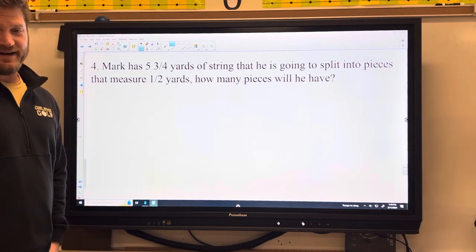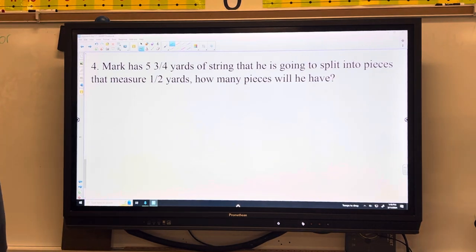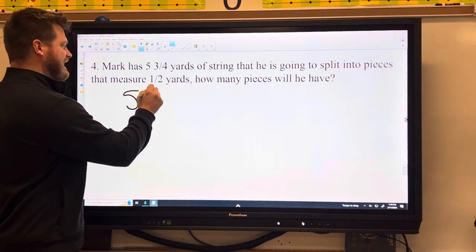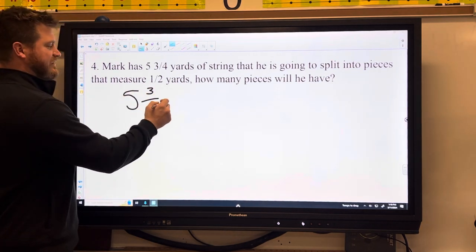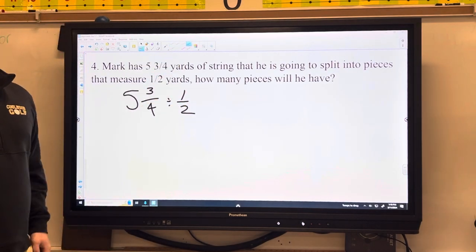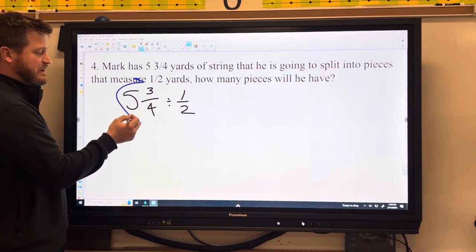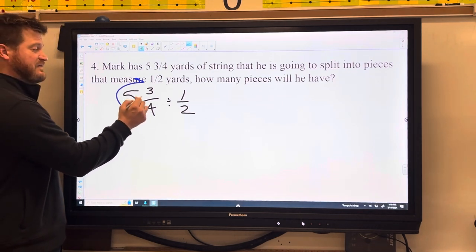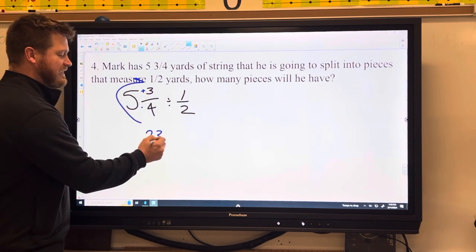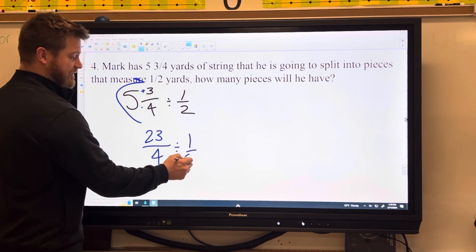Moving on, number 4, we are dividing fractions here. Remember, when we divide fractions, it's keep, change, flip. So here we got a bunch of string that we're splitting up into smaller pieces. The amount that he has divided by the smaller pieces. So there's the math problem. This is not ready to keep, change, flip yet until we work with it a little bit. Remember, turning this mixed number into an improper fraction, it's 4 times 5 plus 3. So 4 times 5 is 20 plus 3 is 23 over 4 divided by our 1/2.